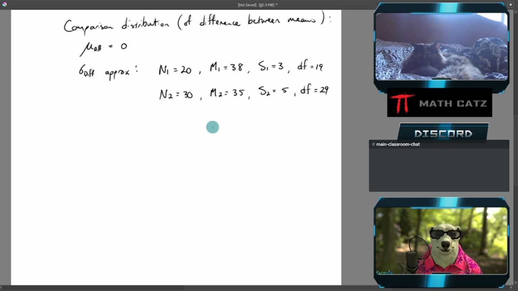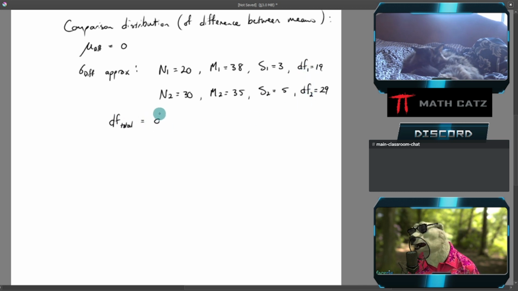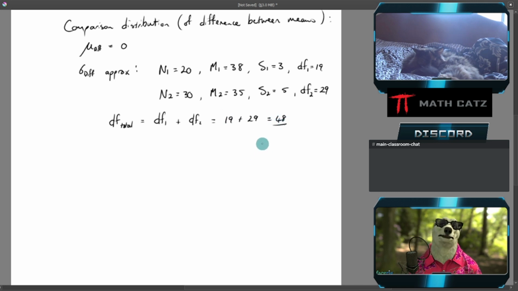We want to get the best estimate for the variance throughout the groups. So first of all, our total degrees of freedom will be the sum of the two. Let me just number these, 1 and 2 put together. Then we have our 19 plus 29 for, of course, 48. So I remember that when I have to go to my table.